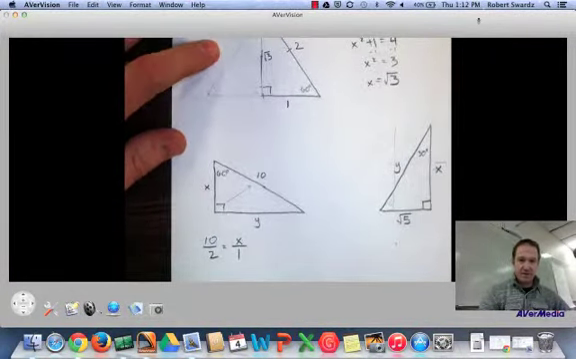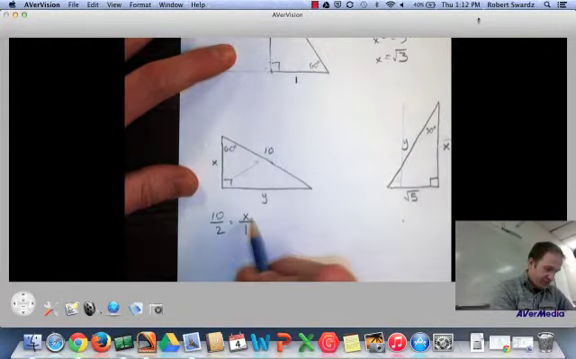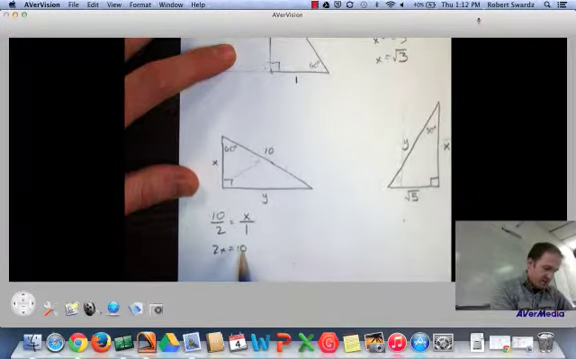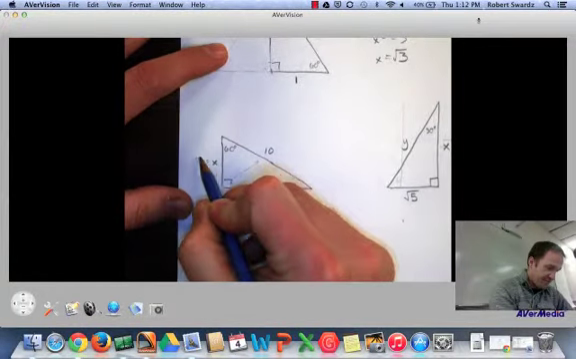And now we've got a proportion that we can solve. And a pretty easy one really too. So we got 2x equals 10. X equals 5 when you divide both sides by 2. So this side is 5.